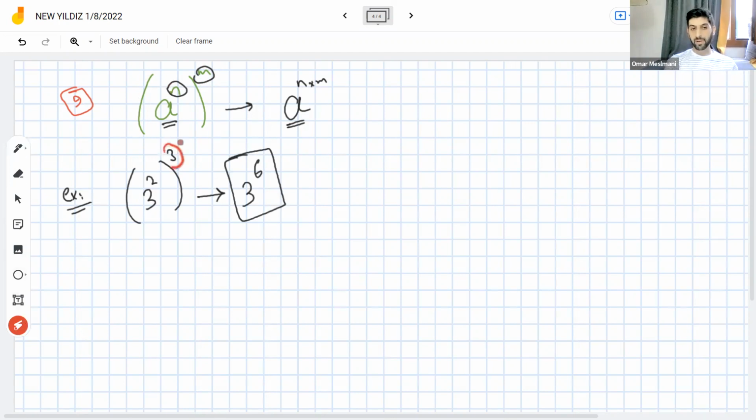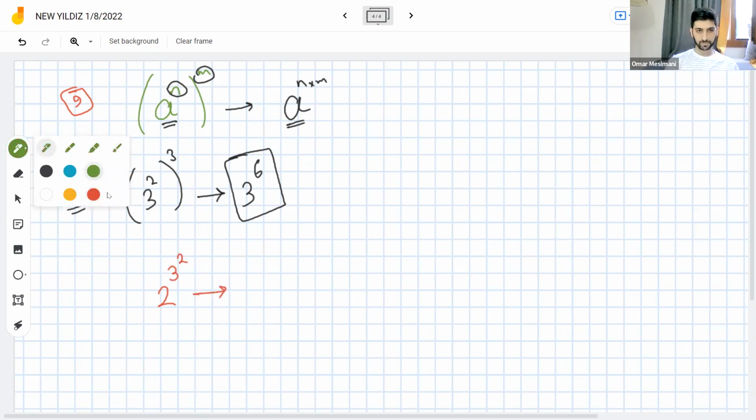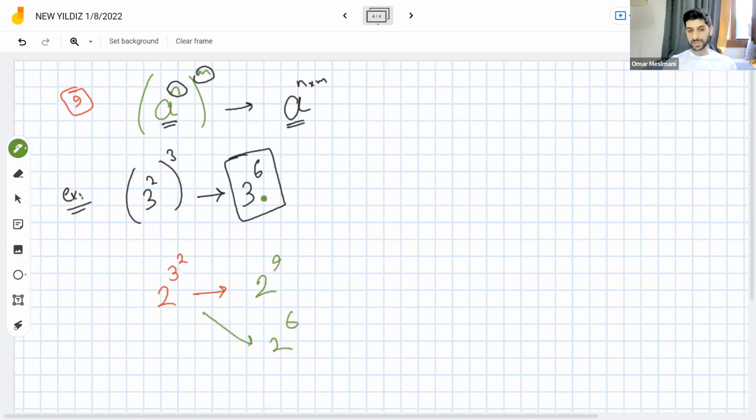Because the power 3 is for the whole of this base. So now I can do the formula. Now look for the example that most students make a mistake with. What is the answer of 2 power 3 power 2? 2 power 9. Exactly. Now I'm going to say it's going to be 2 power 9. It is not. If you say 2 power 6, same as this, I will tell you that's a mistake.